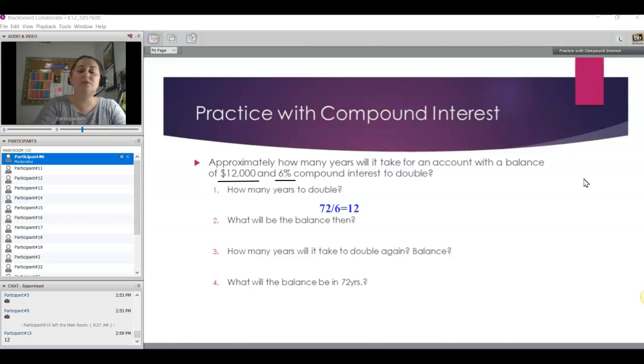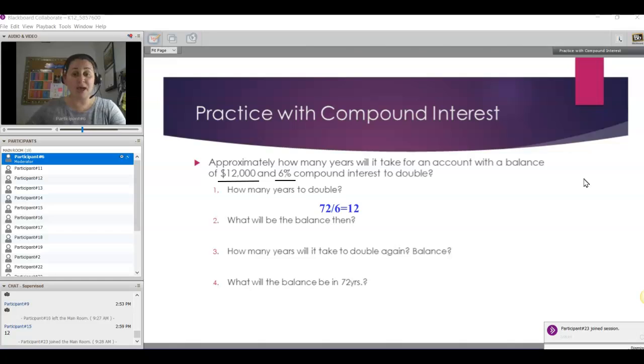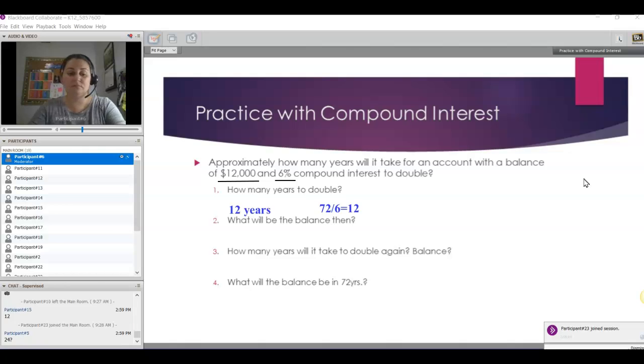So this one is just telling me it is going to take 12 years to double, okay? So it's going to take 12 years to double $12,000. So what is doubling $12,000? How much would that be? Good. It'd be $24,000. Okay, 12 times 2 is 24. Excellent. So my balance, after 12 years, would be $24,000. Okay, now that's pretty easy.